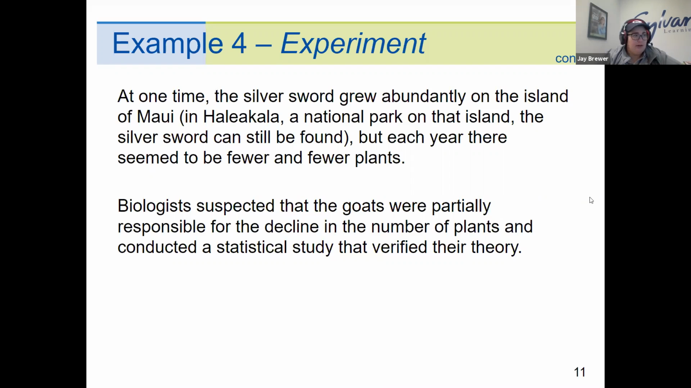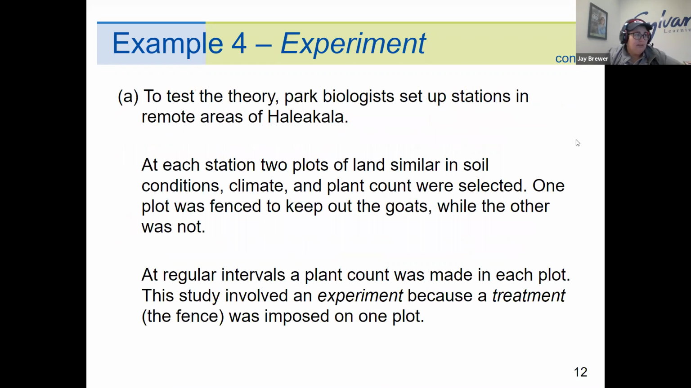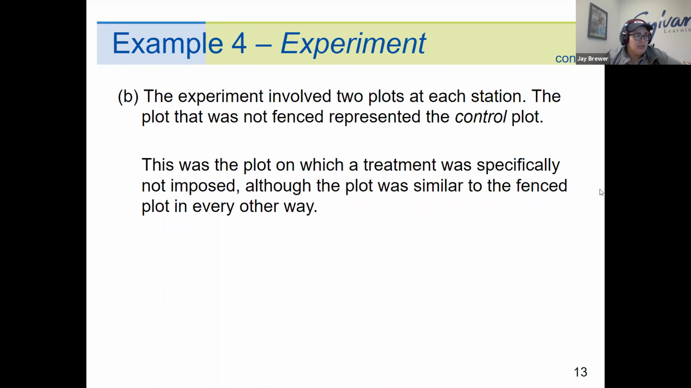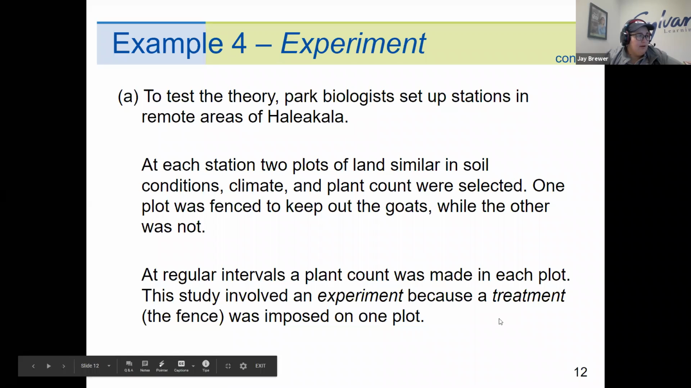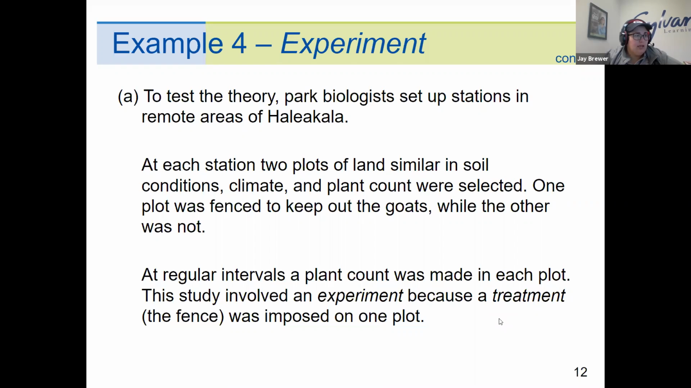Biologists suspected that the goats were partially responsible for the decline of the plants and conducted a statistical study to verify their theory. Okay, so to test the theory, park biologists set up stations in remote areas of the park. At each station, 2 plots of land similar in soil conditions, climate, and plant count were selected. One plot was fenced to keep the goats out, while the other was not. Oh no, I'm so interested. At regular intervals, a plant count was made in each plot.